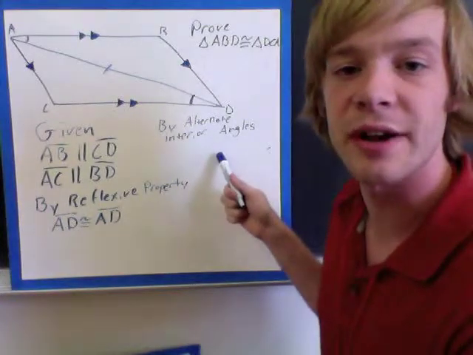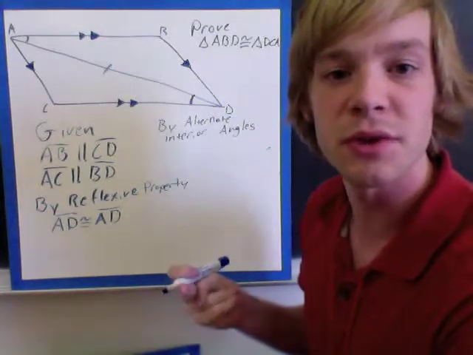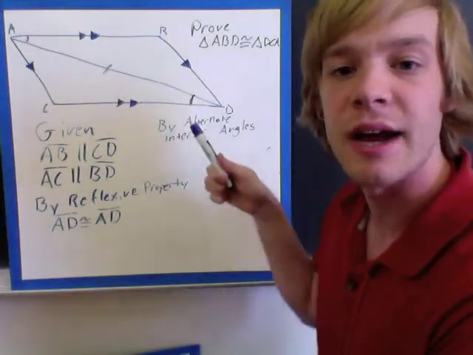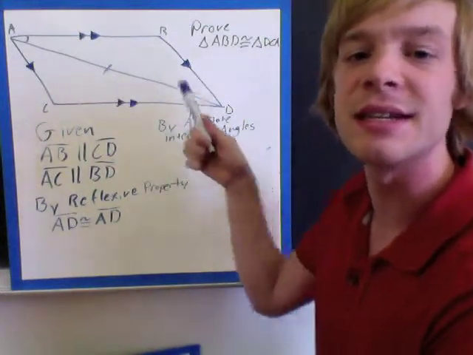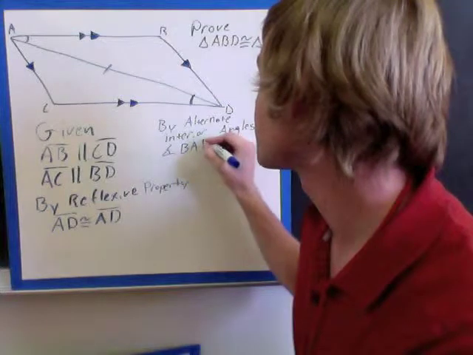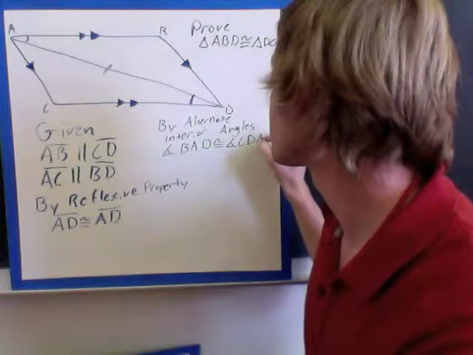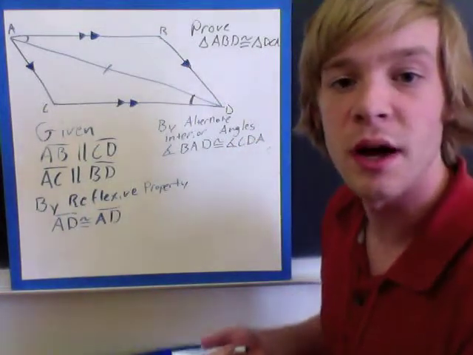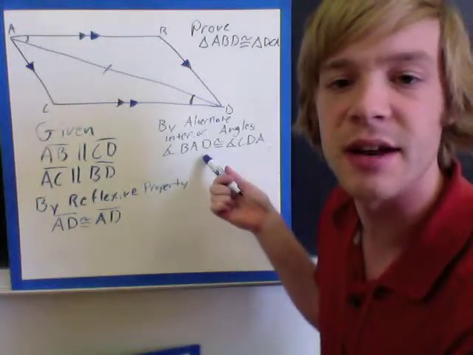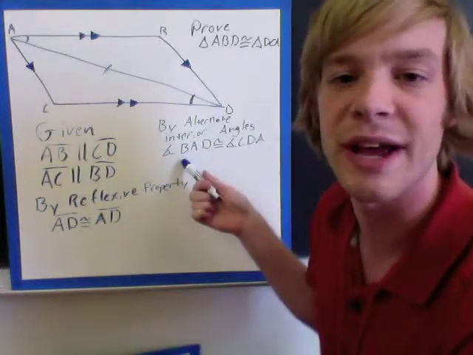So alternate interior angles tells us that this angle and this angle are congruent. And if you look at them, they do look congruent. So this top angle would be angle BAD, and the bottom angle would be angle CDA. So that tells us that those two angles are congruent. And so now we have one set of congruent sides and one set of congruent angles.